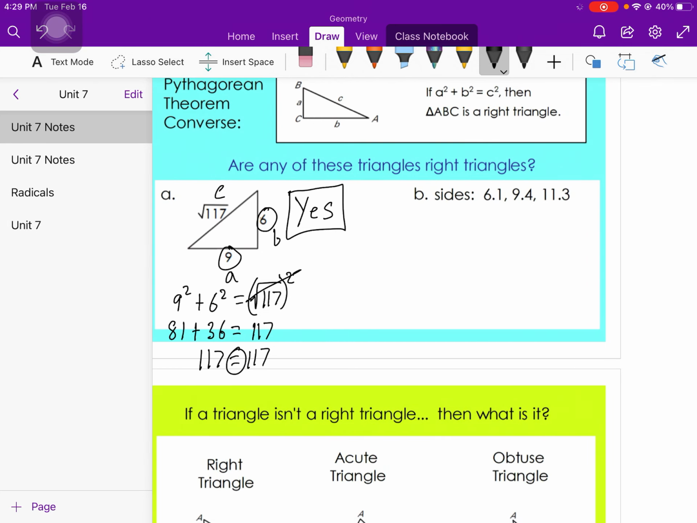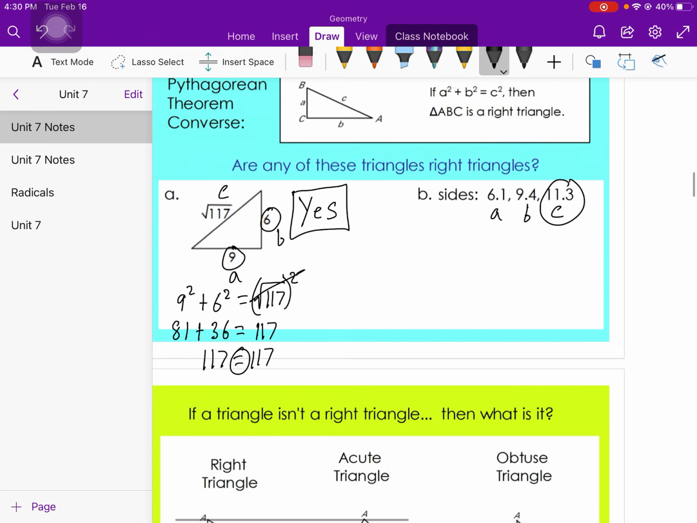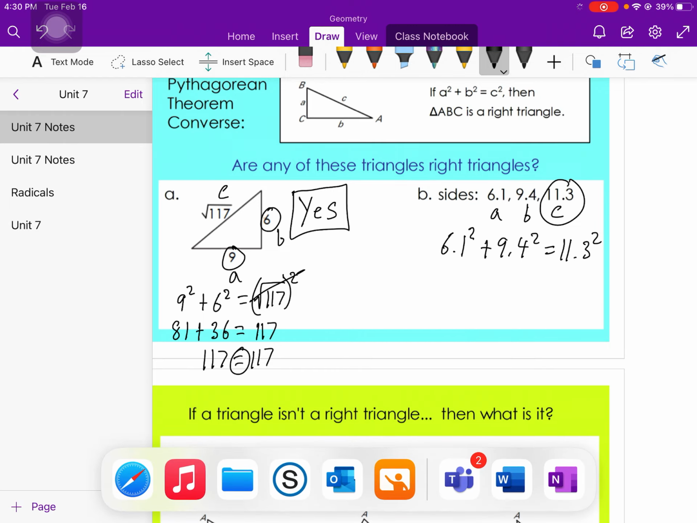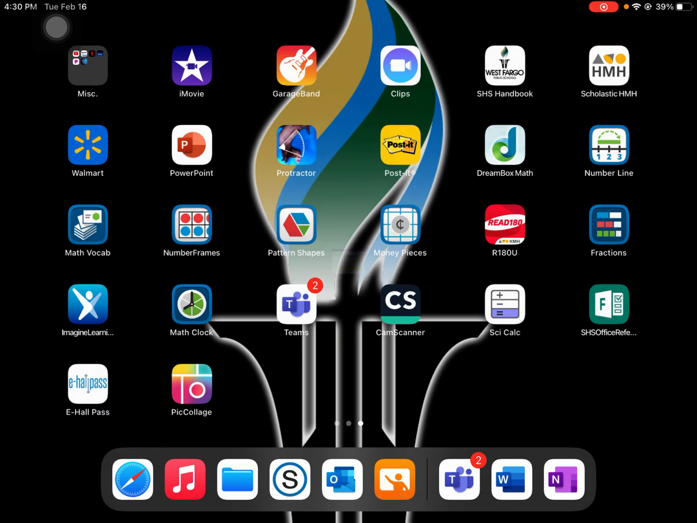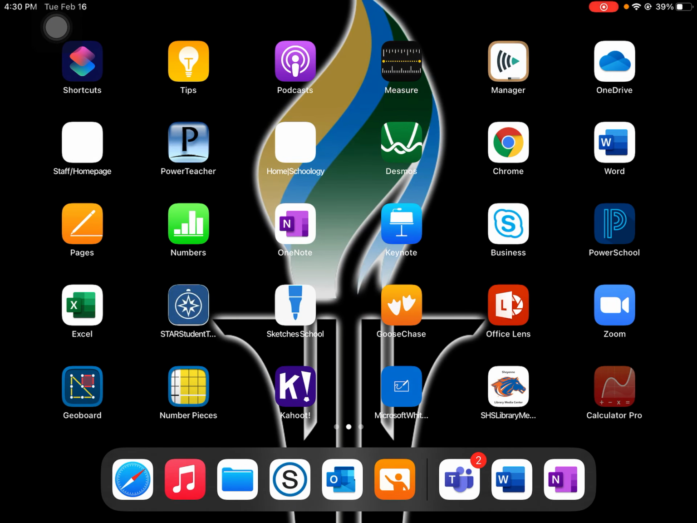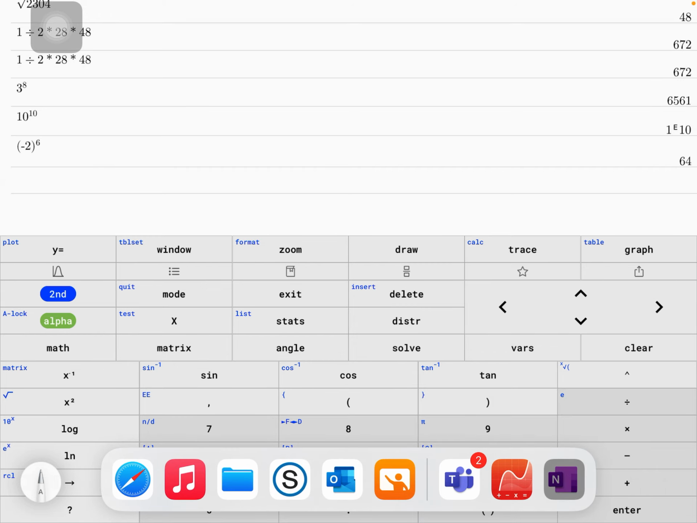Now let's test it with these ones. Since they're already lined up for us, we're just going to go A, B, C. The last one has to be C because it's the biggest value. So we're going to get 6.1 squared plus 9.4 squared equals 11.3 squared. Now what you're going to want to do, I'm just going to split screen with my calculator just to save some time.